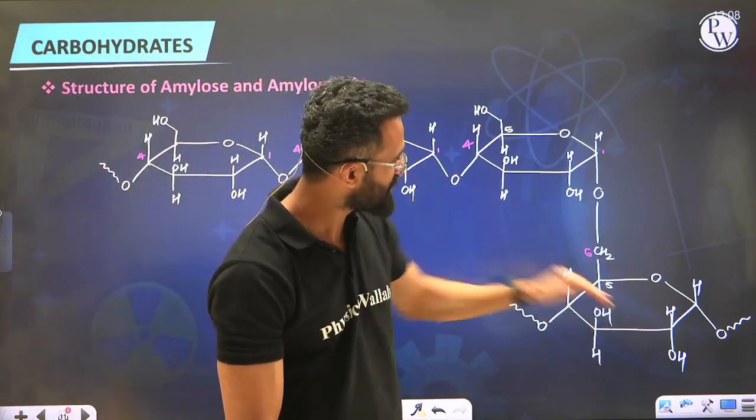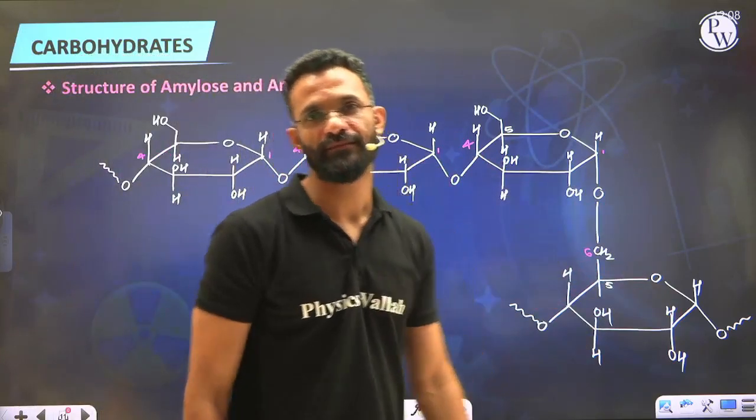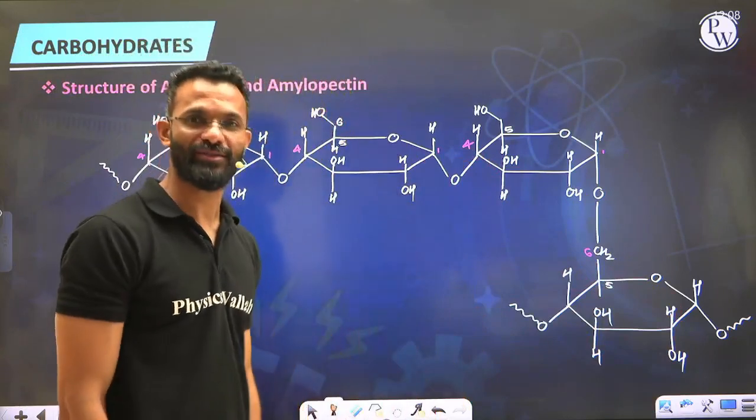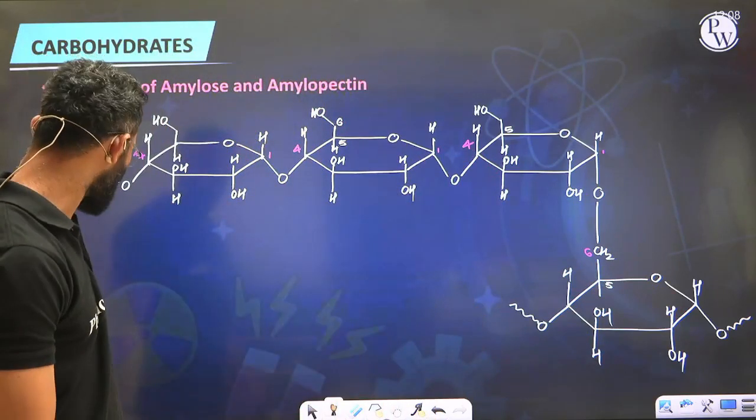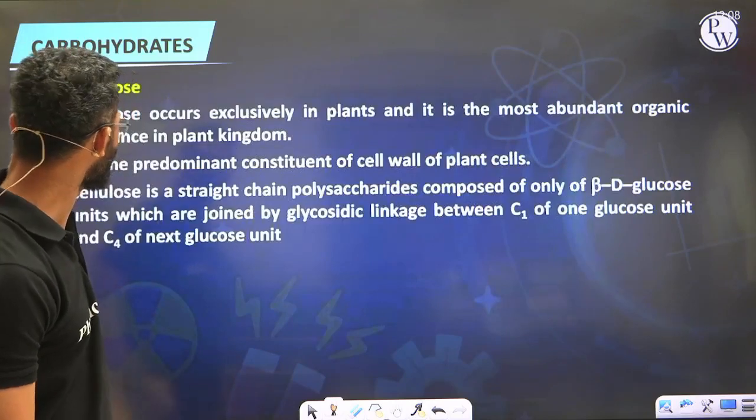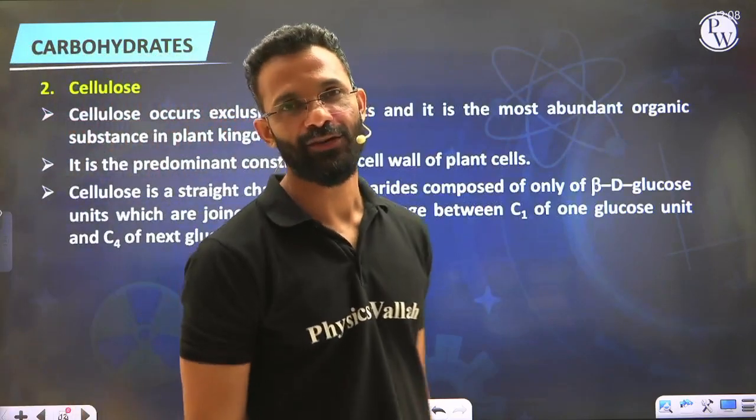If you remove this and keep only the linear one, it is going to be what? Amylose. So that was about starch. The second important polysaccharide that we learn is cellulose.